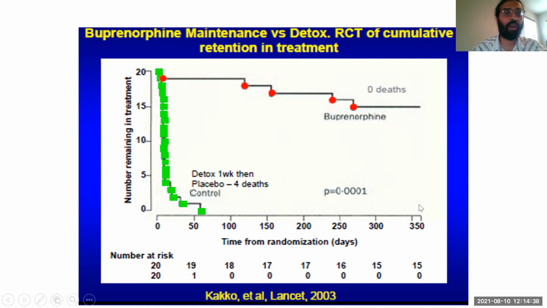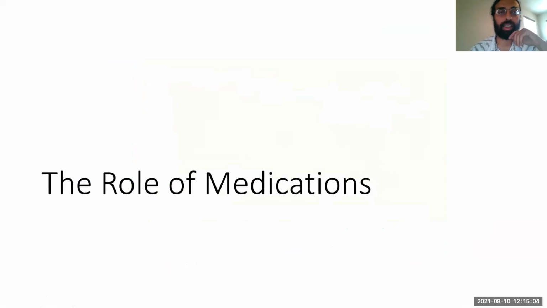And when they were followed up 1 year out, everyone in the buprenorphine maintenance group was alive. And the group that was detoxed, 4 out of 20, in other words, a full 20% of that sample, was no longer alive. And that's just in 1 year, right? And that's been shown again and again and again, that our medications for opioid use disorder, specifically methadone and buprenorphine, save lives, right? And that's been a consistent finding.